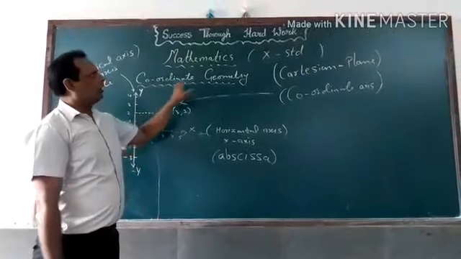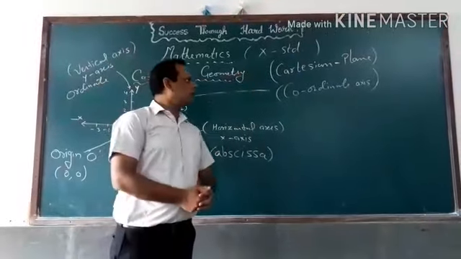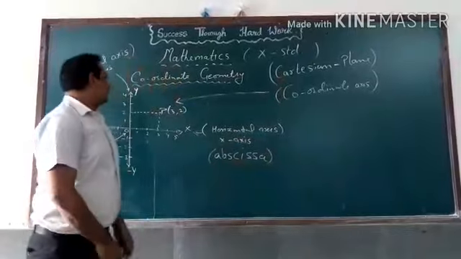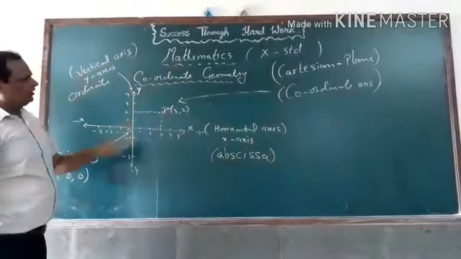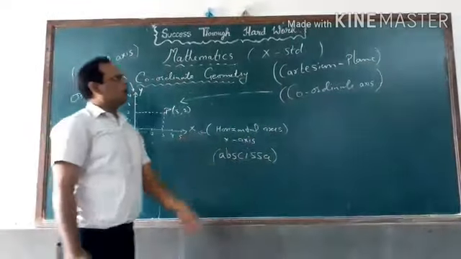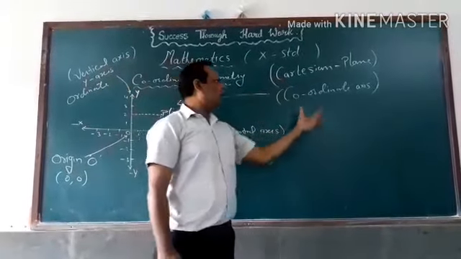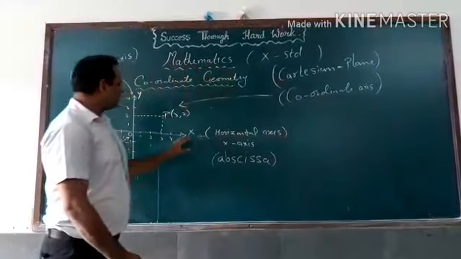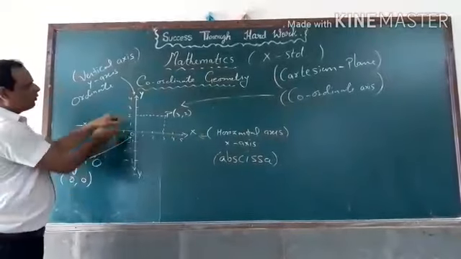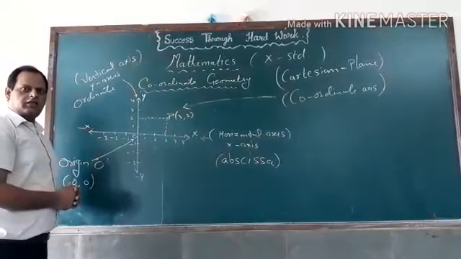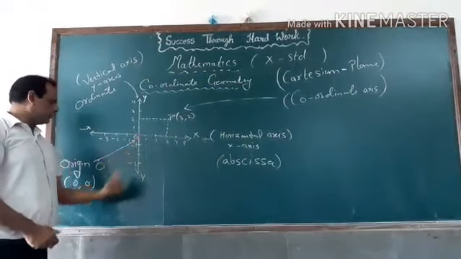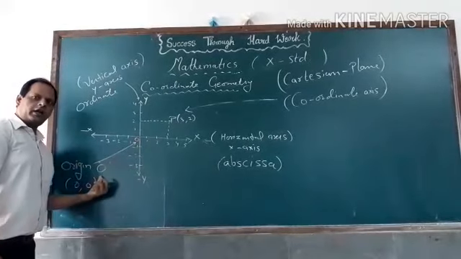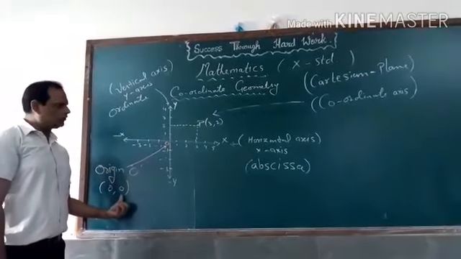Today we start coordinate geometry for 10th standard. Now we see here, when we take a plane, that is the xy plane, it is also called the Cartesian plane. The coordinate axes, x and y, intersect each other perpendicularly. Where they intersect, this point is called the origin, and the coordinate of the origin is (0, 0).